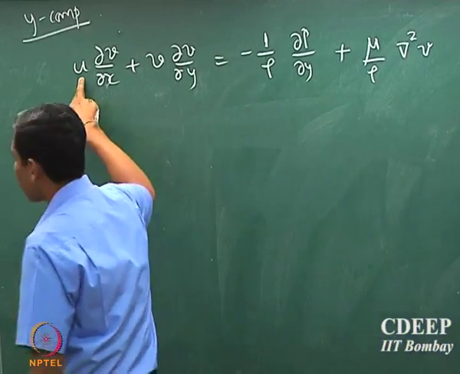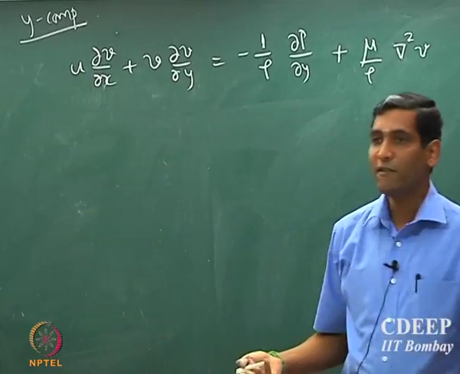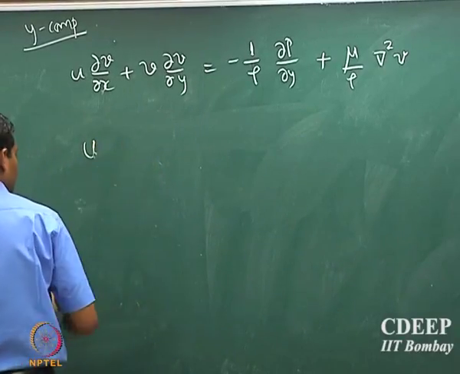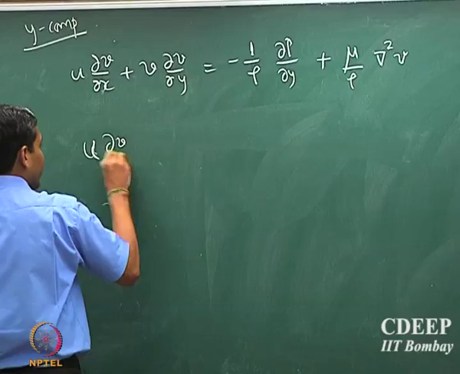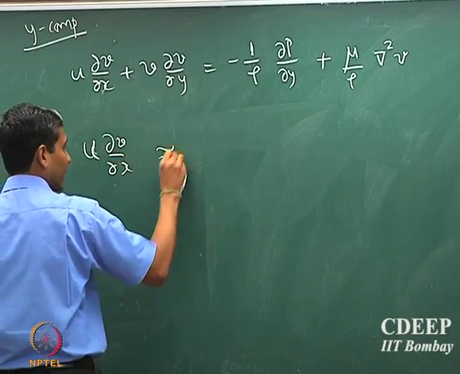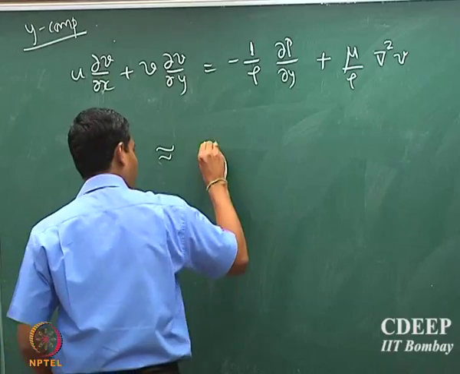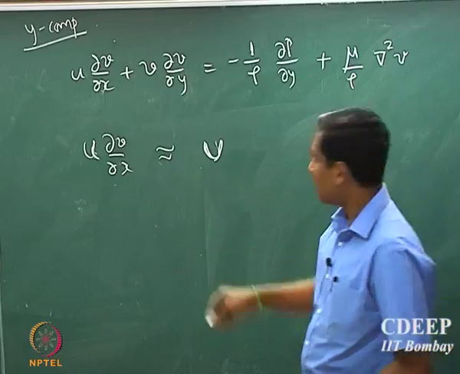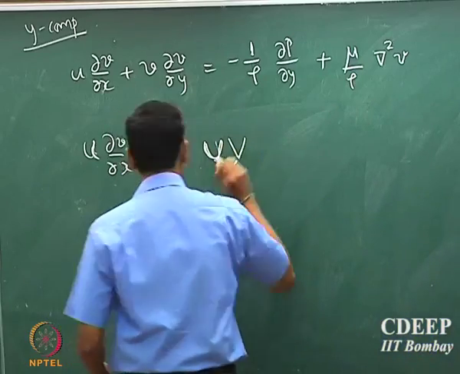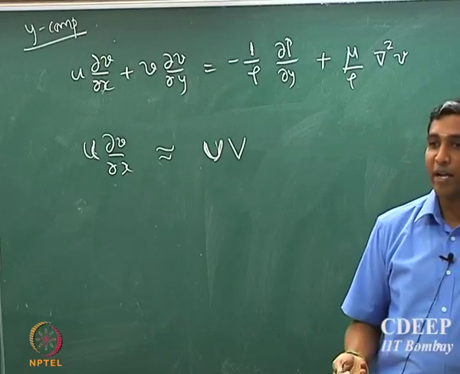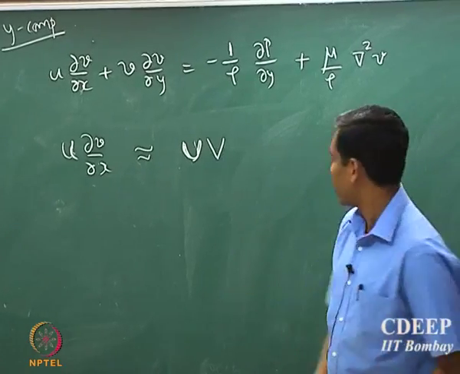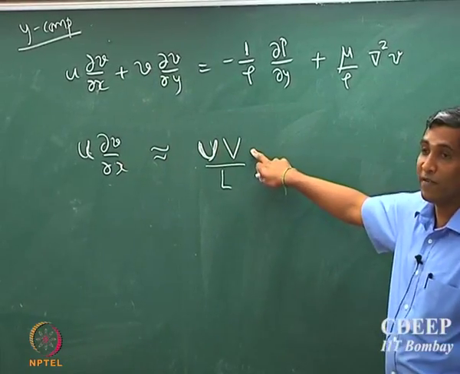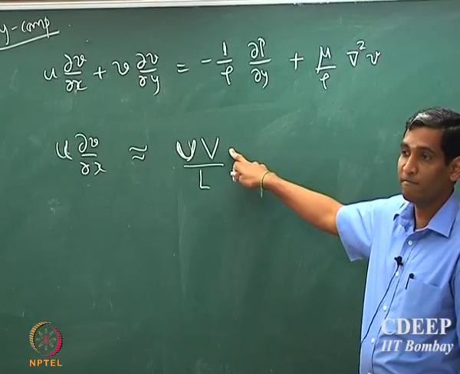Now the order of magnitude of u is the free stream reference velocity. So u dv by dx would actually scale as u, that's the order of magnitude for the x component velocity, multiplied by V, which is the order of magnitude for the y component velocity, divided by L. Okay. So note that we still don't know what V is. So how do we find V?